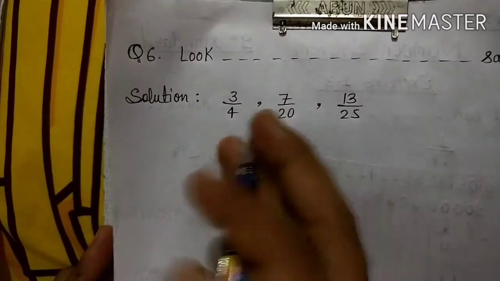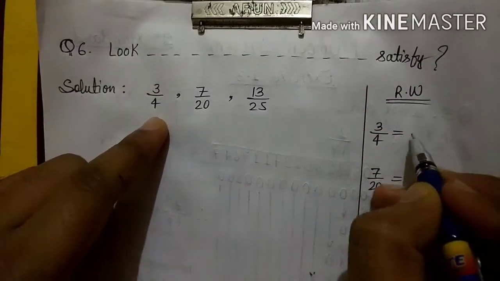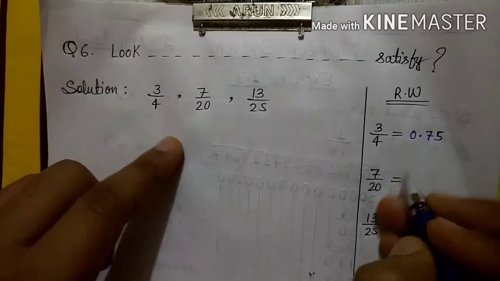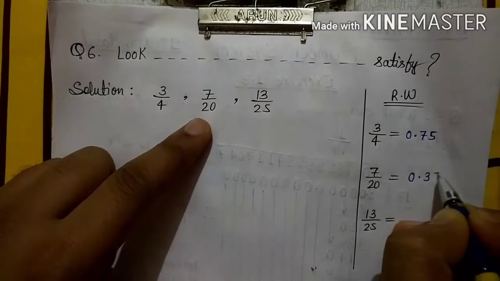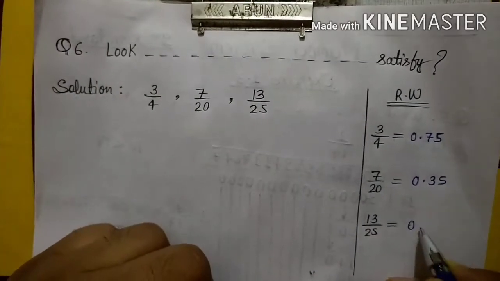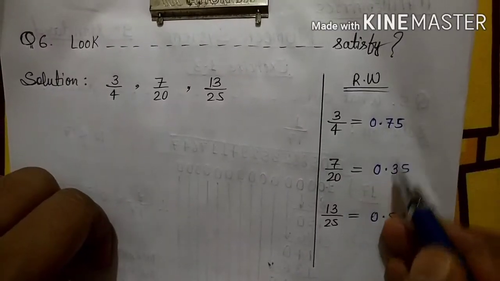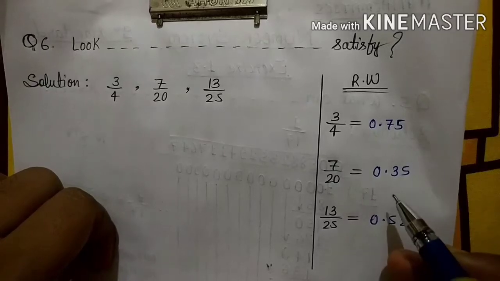Now if you divide them, what will come? Dividing 3 by 4, it's coming 0.75. Then when we divide 7 by 20, it's coming 0.35. And if we divide 13 by 25, it's coming 0.52. Now look at all these decimal numbers: 0.75, 0.35, 0.52. These are all terminating decimals.